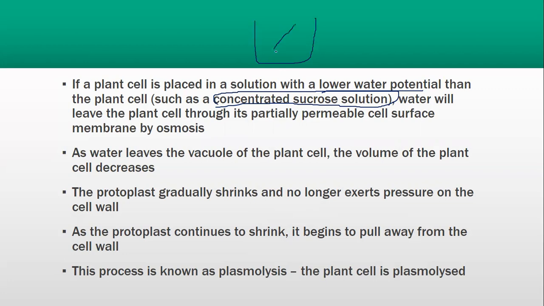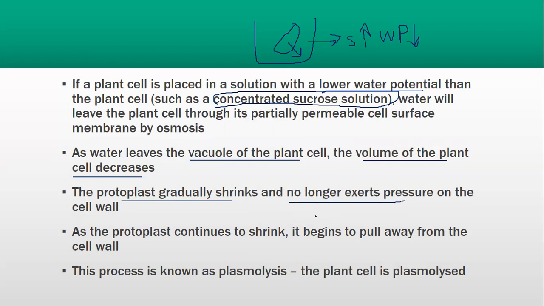Now if a plant cell is placed over here, solution वो concentrated which has a high solute concentration but a lower water potential. Now what would happen? The water would move from the cell outside move करेगा. So as the water leaves the vacuole of the plant, the volume of the plant cell decreases, the protoplasm gradually shrinks, no longer exerts the pressure on the cell. वो turgor pressure खत्म हो जाता है, the turgidity of the plant ends, and the protoplasm continues to shrink.